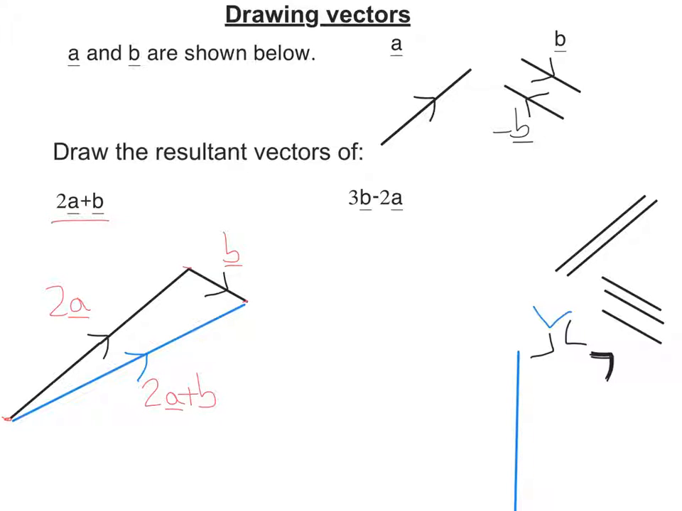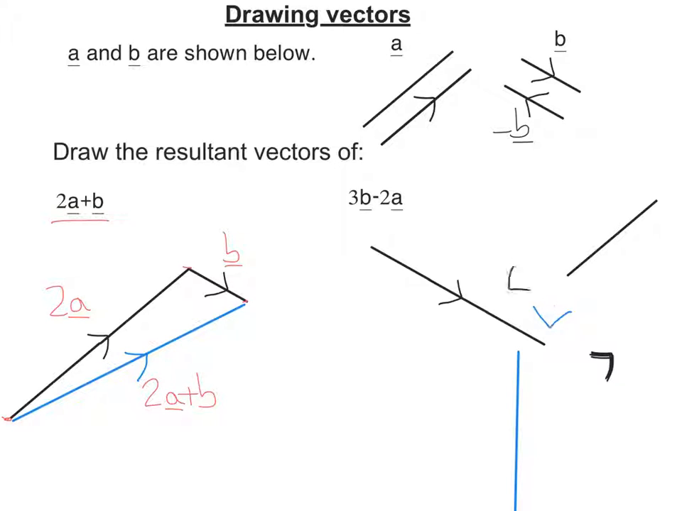Okay. Let's try this last one then. We've got 3B minus 2A. So the first thing I am going to draw here is my 3B. So there's 1, 2, 3. Okay, and it's 3B, so it's going in this direction. Now I need minus 2A. So that's the same as adding minus 2A. Well, A goes this way, so minus A must be going downwards. So let's just add that on. There's 1, and that's 2, and it's going down there.